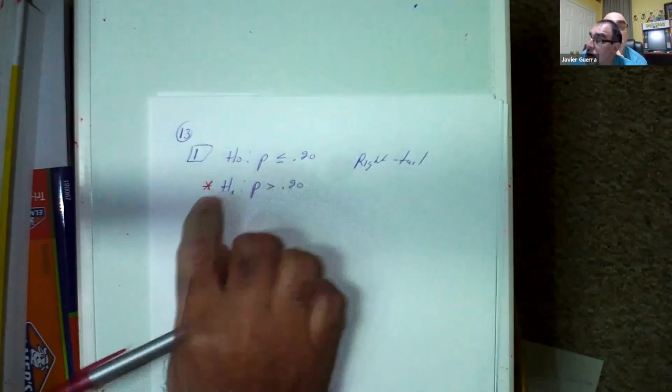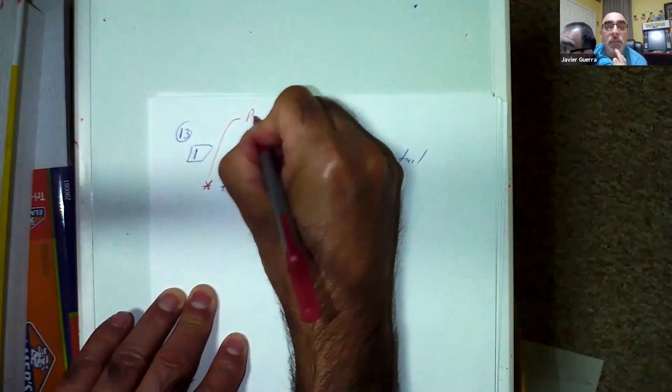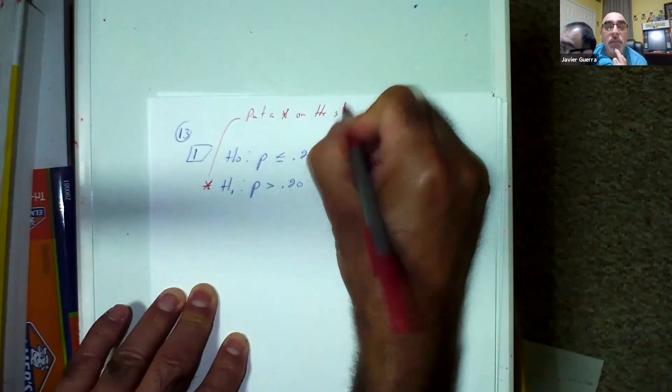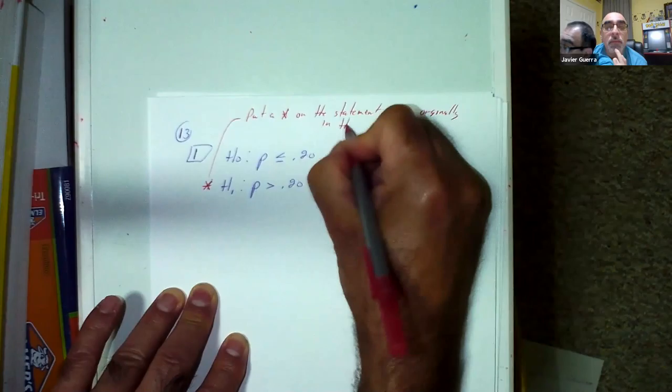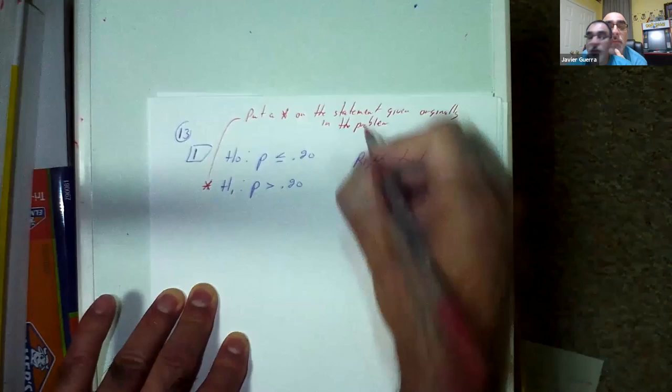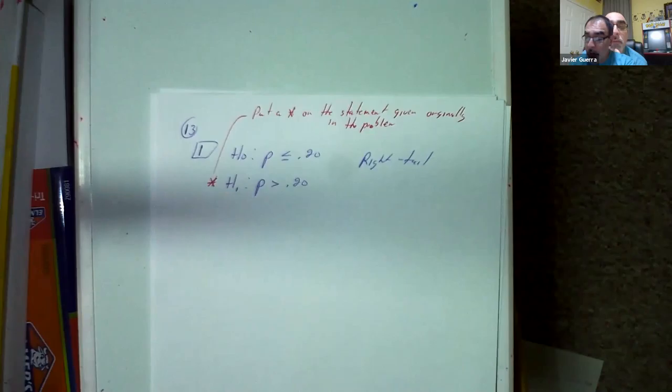So you're going to put a star on the statement given originally in the problem. Always put a little star, all right? We were told more than, so that's where it goes. You put your star there, okay? All right, now we're ready for step two.